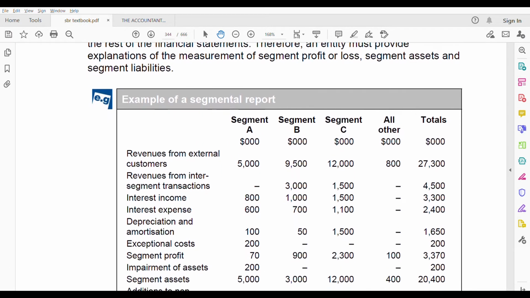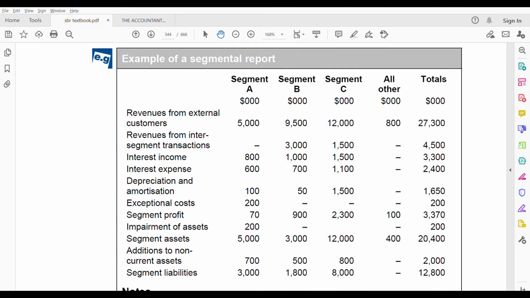Example of a segmental report. So this is an example. This is how a segmental report looks like. 3 segments you have and all other. That means other segments are put under here. You have revenue from external customers, revenue from inter-segment transactions. You see it is separated: the inter-segment revenue and the external customers revenue. Then we have interest income, interest expense, depreciation, exceptional cost, segment profit. We have segment assets and we have segment liabilities also. And some notes.